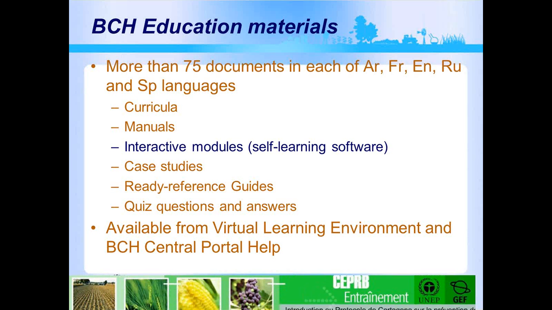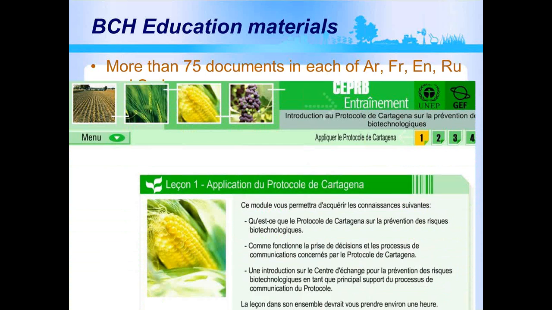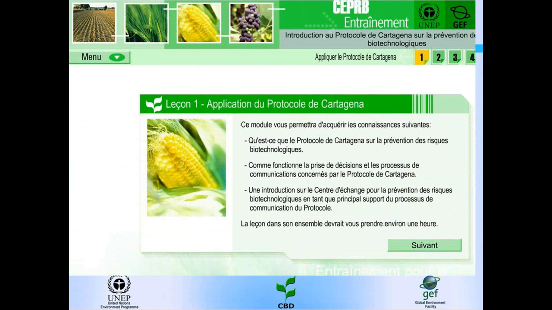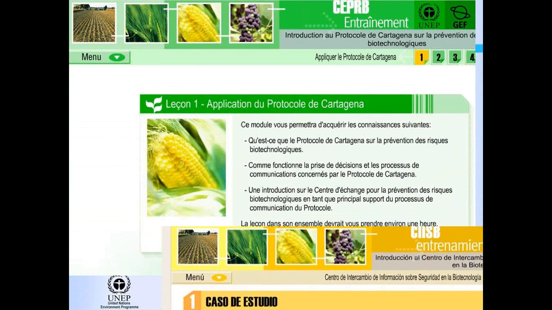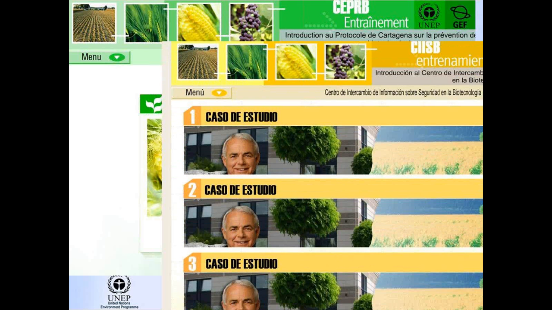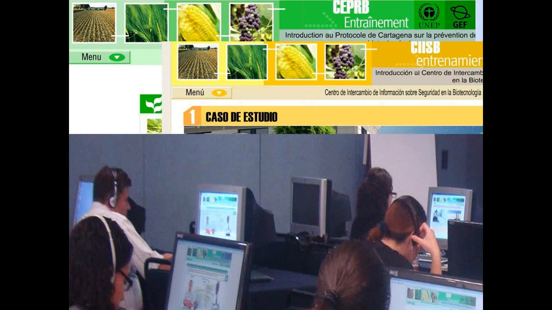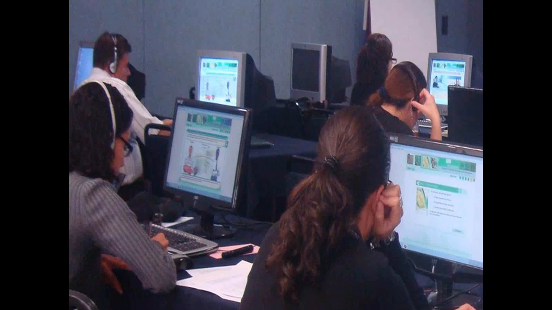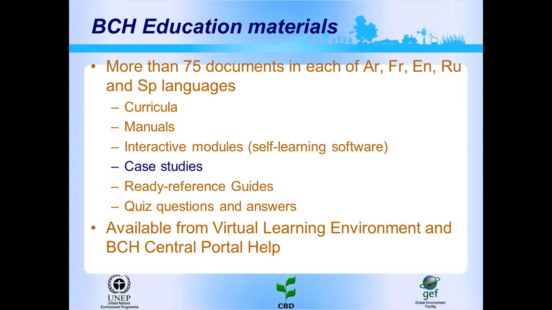The interactive modules are some small computer programs that you can download and install in your computers, and then you can run them as a standalone. They have some audio. These 2 interactive modules that we have available in English, French, and Spanish are very handy tools for you to get some initial training on Cartagena protocol and also the biosafety clearinghouse.